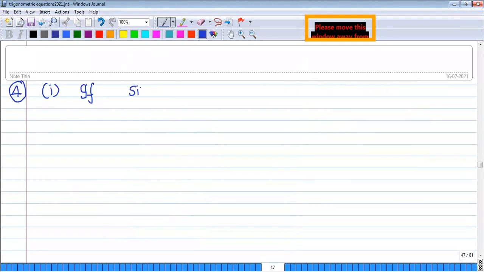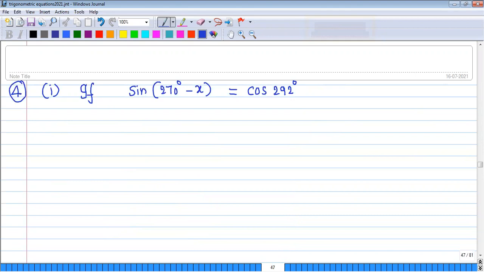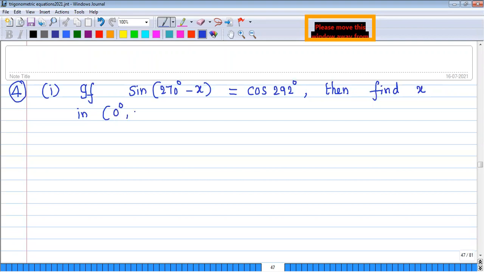If sine of 270 degrees minus x equals cos of 292 degrees, then find x, that means solve for x in 0 to 360 degrees. The x must lie between 0 to 2 pi or 0 to 360.